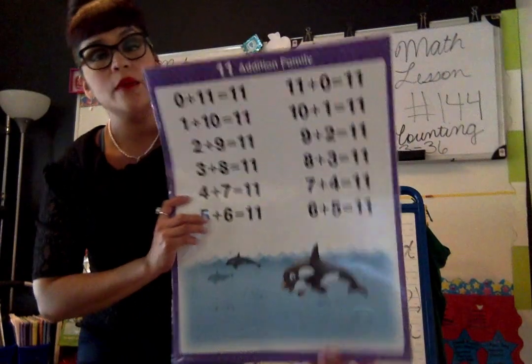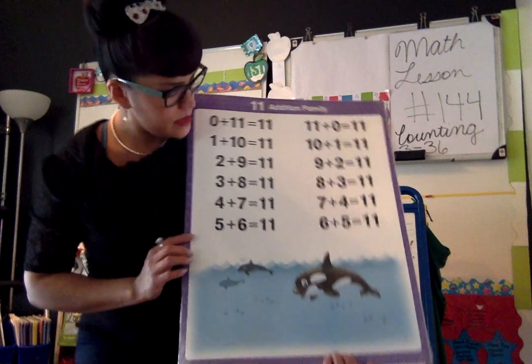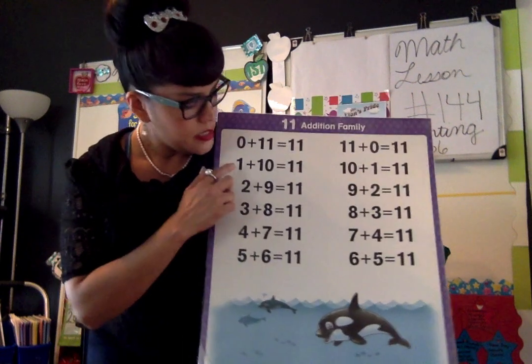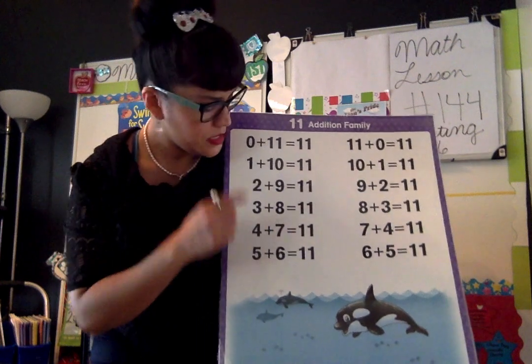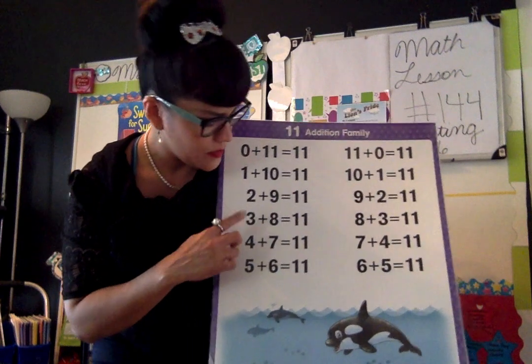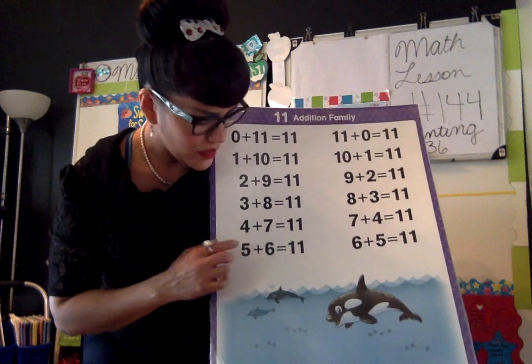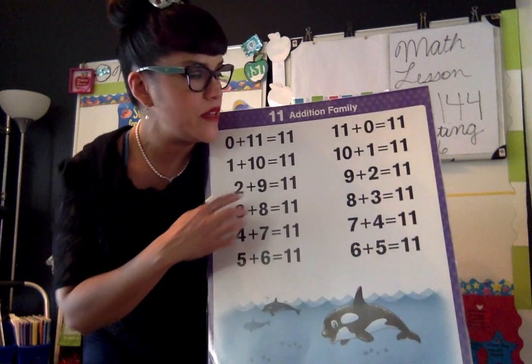All right, the family of 11. All right, ready? 0 plus 11 is 11. 1 plus 10 is 11. 2 plus 9 is 11. 3 plus 8 is 11. 4 plus 7 is 11. 5 plus 6 is 11.